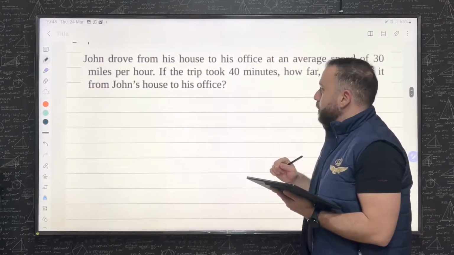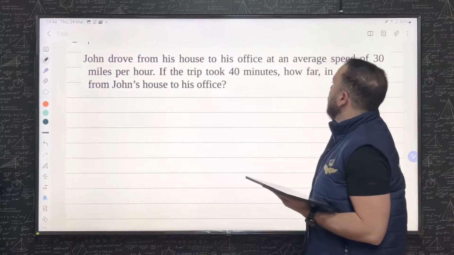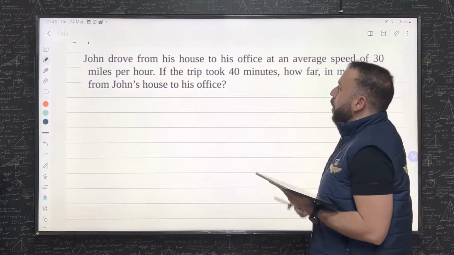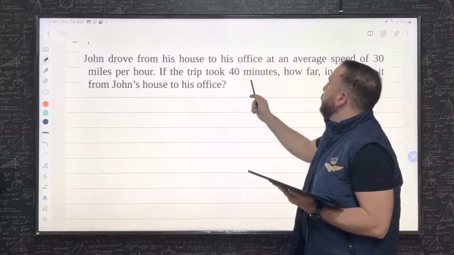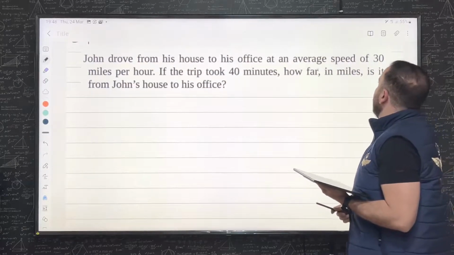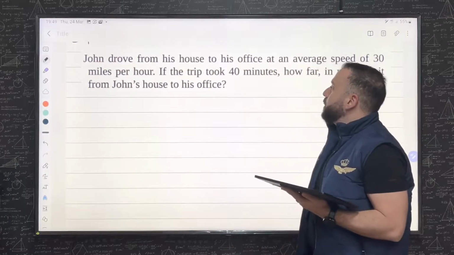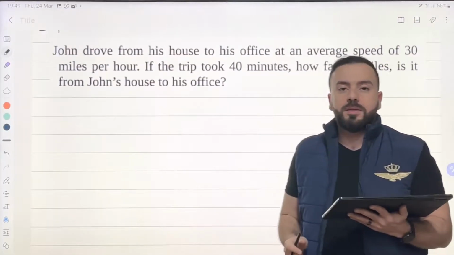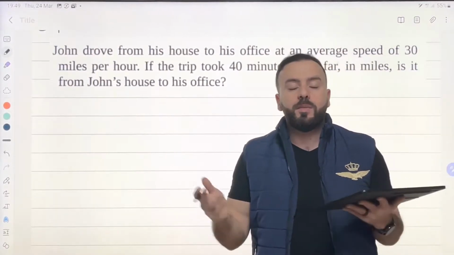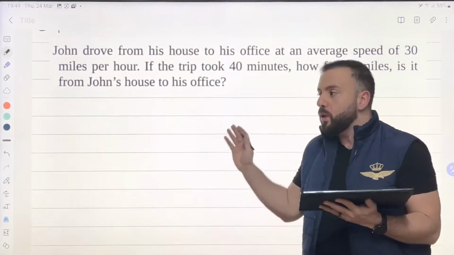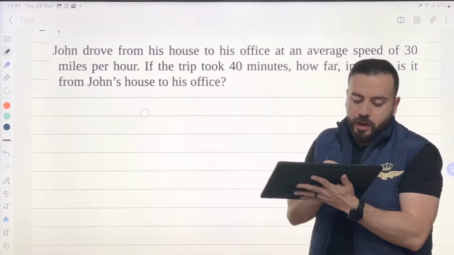Question one is: John drove from his house to his office at an average speed of 30 miles per hour. If the trip took 40 minutes, how far in miles is it from John's house to his office? Learn this, even in other subjects like physics, math, chemistry: you need to include the given part in a small box. So let's just put a box here.